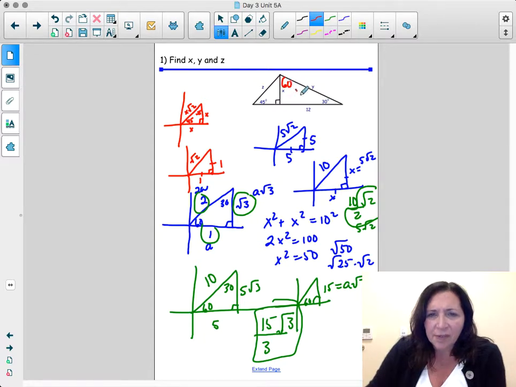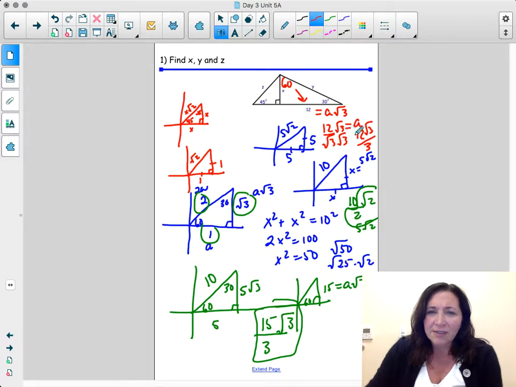Anyway, going back to the problem, you have x across from the 30, and across from the 60, this is your 12. We're going to set that equal to a root 3. We have a equals 12 divided by root 3. We simplify that by multiplying by root 3 over root 3. So I get 12 root 3 over 3, which I can even simplify further into 4 root 3. So across from the 30 is 4 root 3. And then across from the 90 is twice that, so that's going to be 8 root 3.